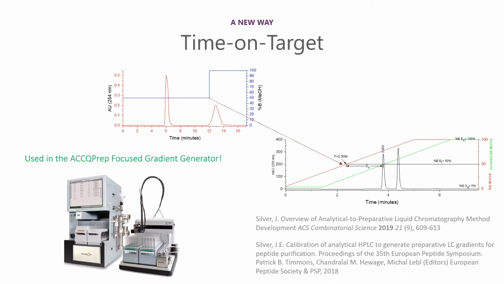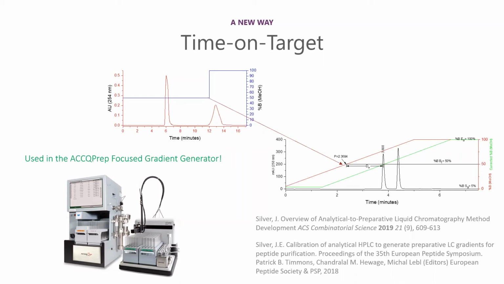The previously described methods are complex. Zones need the limit of each zone to be determined and tested. The time on target algorithm is a simple determination of all of the parameters used in the previous methods with a single scouting run. It is built into ACCQPrep systems. A change in gradient or analytical system only requires a new scouting run for calibration.